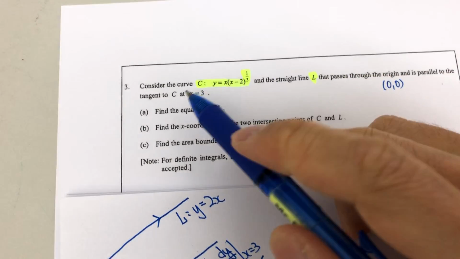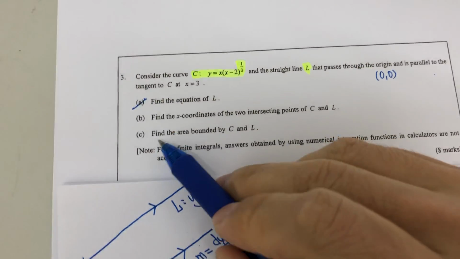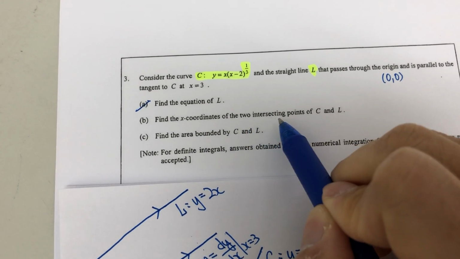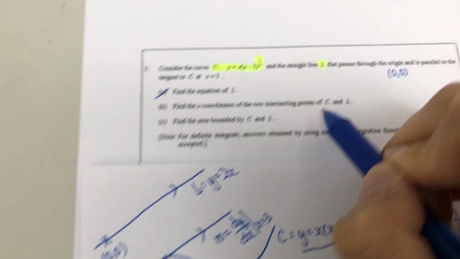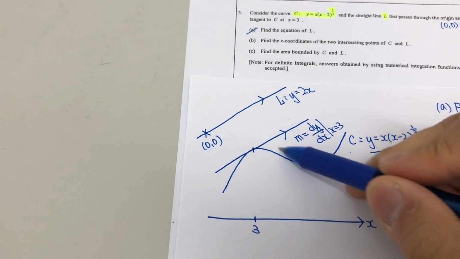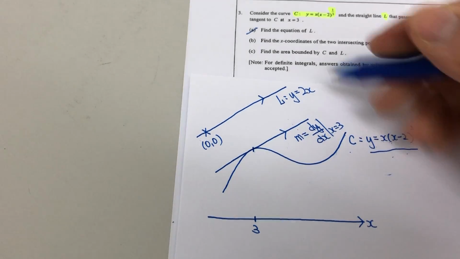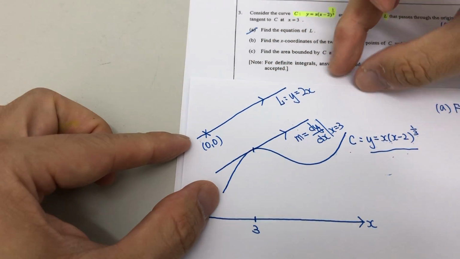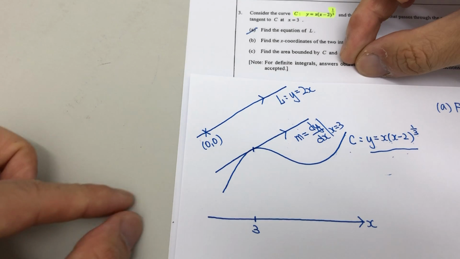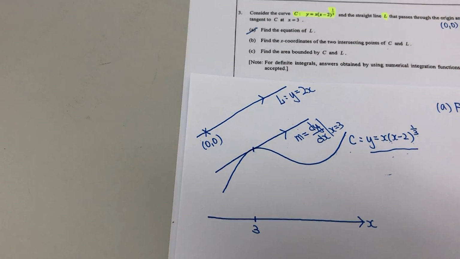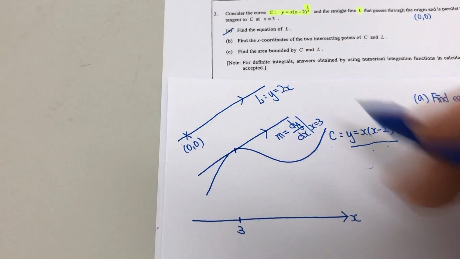Now let's look at part B. We have to find the x coordinates of the two intersecting points of C and L. We know that the curve C and the straight line L will come across each other. Maybe here, the line and the curve meet, and here the line and the curve will also meet at one point. So we have to find the two intersection points. So how could we find the intersection points of the line and the curve?